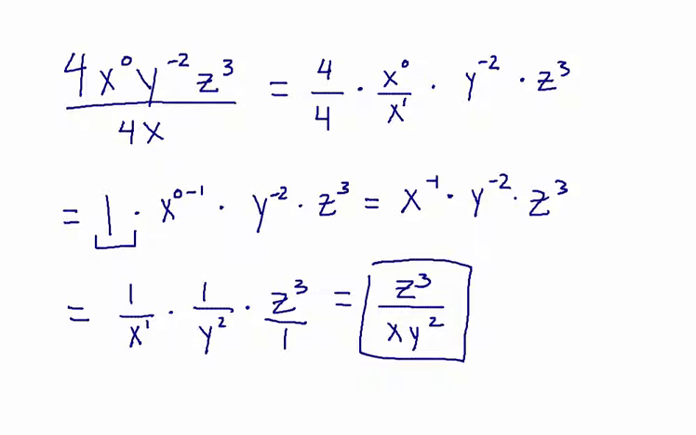Let's look at doing that problem again, but a little bit faster this time. So our problem said 4x to the 0, y to the negative 2, z to the 3 over 4x.